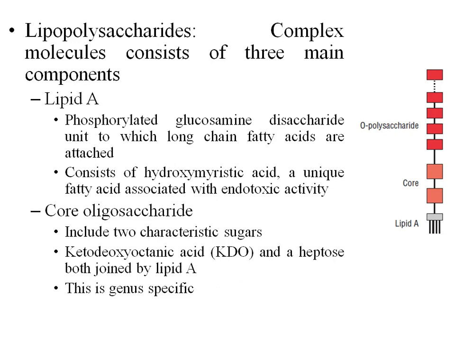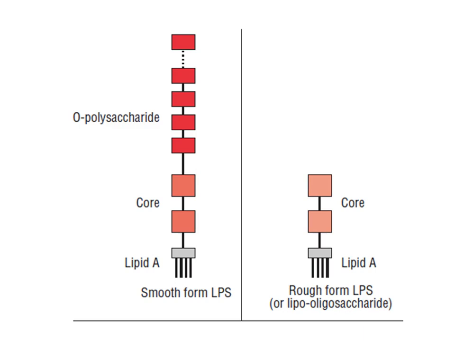The core oligosaccharides include two characteristic sugars, ketodeoxyoctanoic acid and a heptose, which join the lipid A to the O polysaccharides. Usually the core oligosaccharides are genus specific structures.